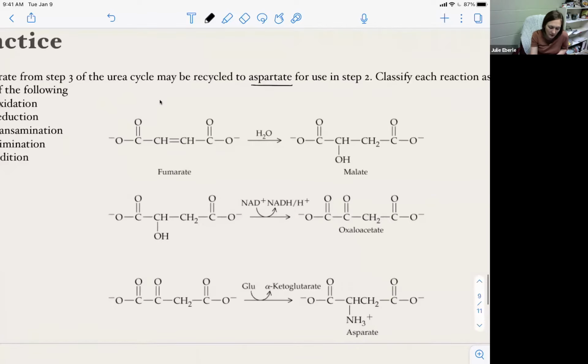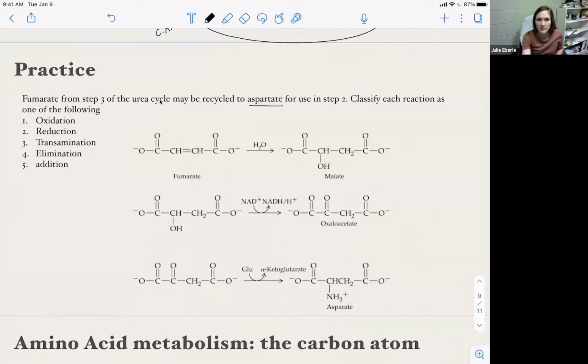And I want y'all to look at this. I would have loved to have written a poll question for this, but I want you guys to look at these and classify these reactions. Classify each reaction as either an oxidation, a reduction, transamination, elimination, or an addition. So I want you to look at fumarate, and we add water and we make malate.